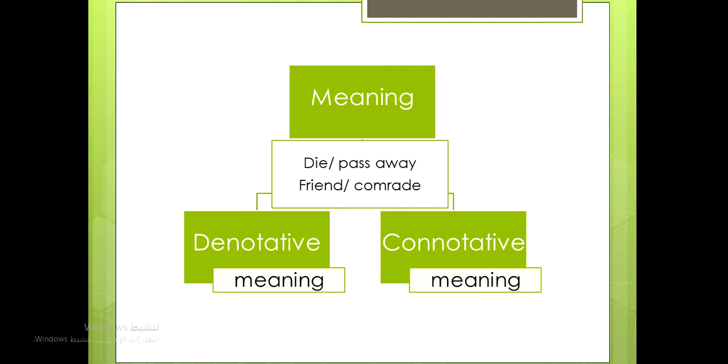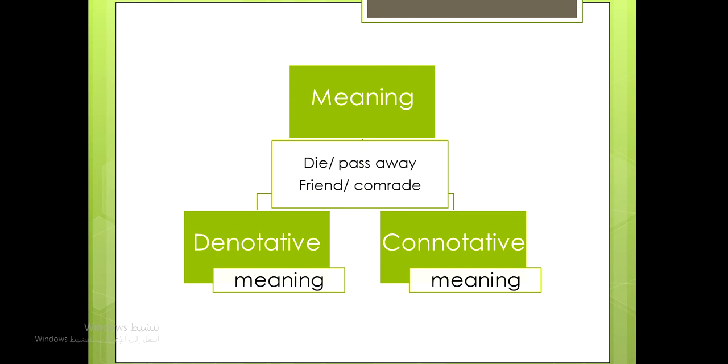Let's take an example here. We have the verb die, pass away. Die has a denotative meaning, let's say, a neutral denotative meaning. However, when I say passed away, this is connected with positive connotations, which means that you have a good relationship with the one who passed away.